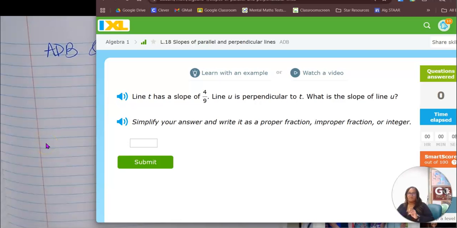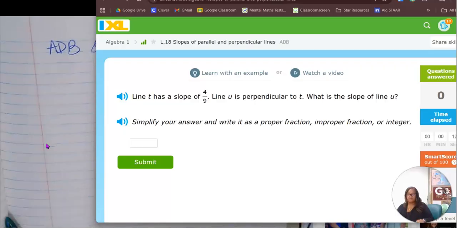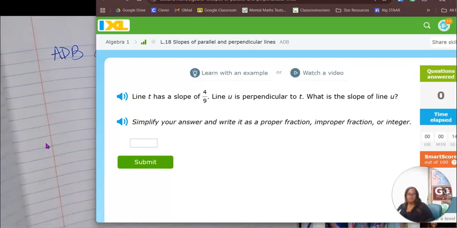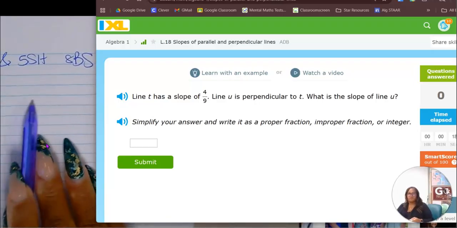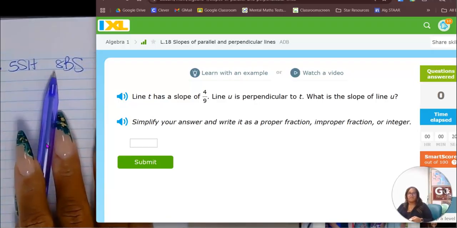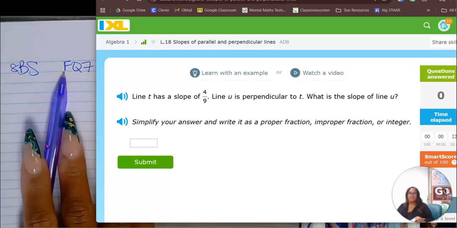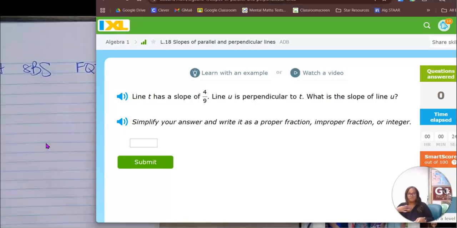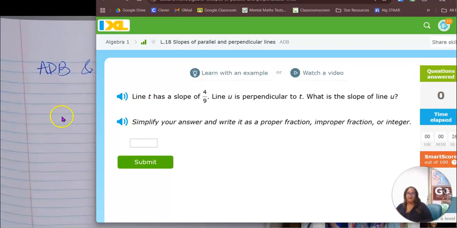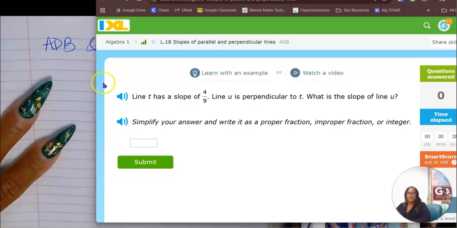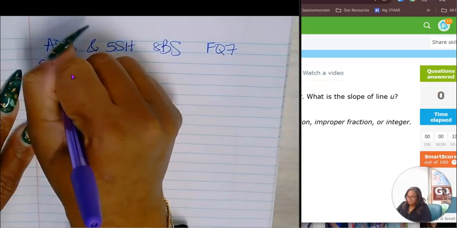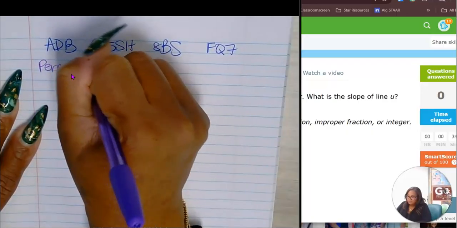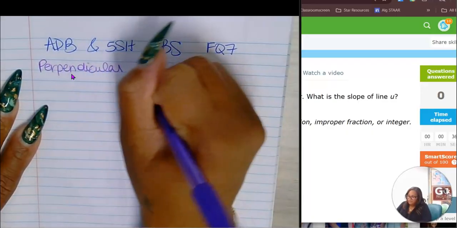Hey guys, I'm going over 4 IXL lessons that are going to be coming up over the next week or so. I want to start with IXL lesson ADB, and then I'm going to move on to 5SH and 8BS and FQ7. I know it sounds like a lot, but I'm going to try and make it light and easy. I want to remind you of perpendicular slope, because we would have learned this already.